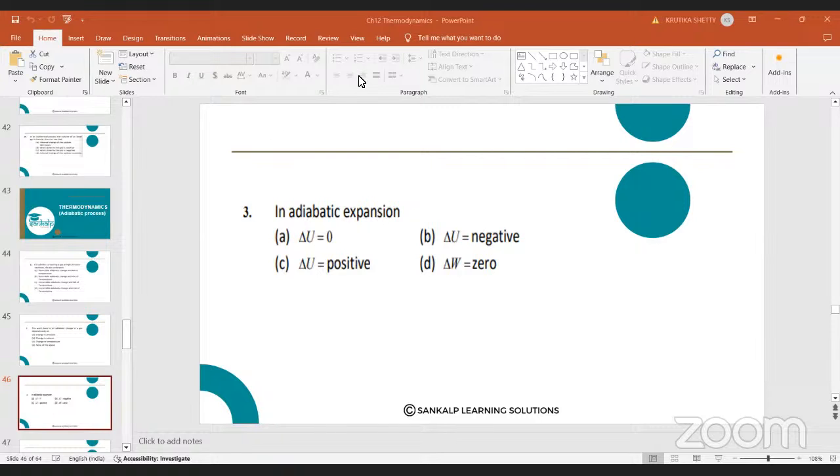So keep yourself mute, students. In the chat box, you can tell the answer. Yes, the internal energy decreases. Therefore, the internal energy will be negative. Option B is the correct answer. Okay, option B is the correct answer. Let us go for the next question.